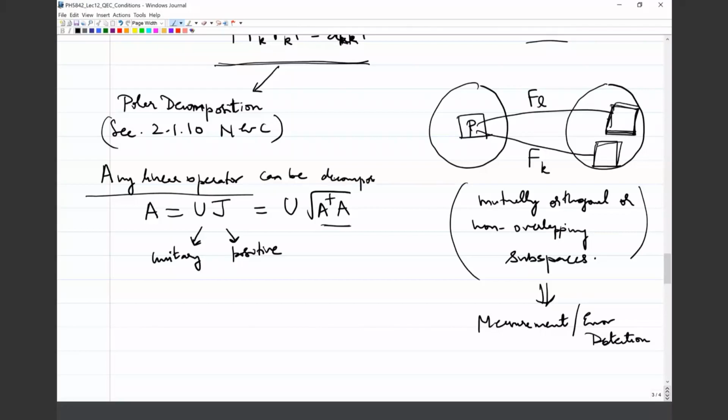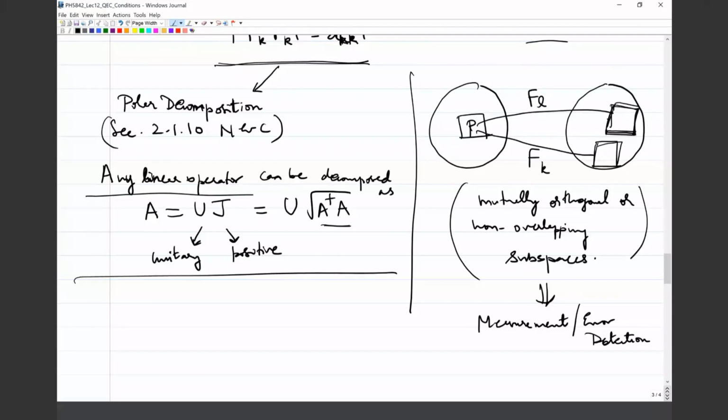I'm not going to go into the proof, etc. I will refer you simply to this section in Nielsen and Chuang where it is stated and proved. In fact, one way to prove singular value decomposition is using the polar decomposition of the operator, right? So many people also relate this to the singular value decomposition. Okay, so using this fact that any operator can be decomposed as a unitary times a positive operator, let us now try to decompose these error operators via the polar decomposition.